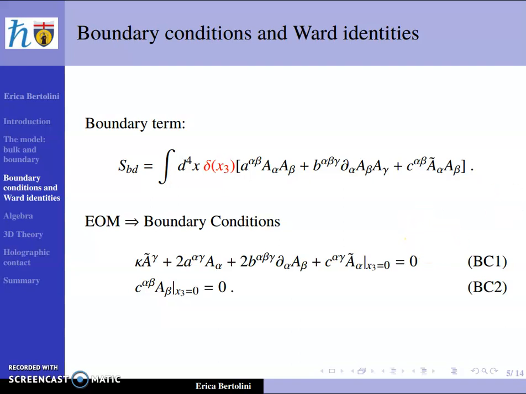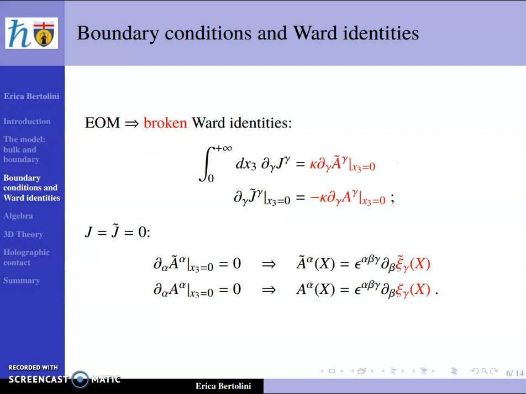From the equation of motion, we can also compute the Ward identities, which, due to the presence of the boundary, are broken by these right-hand side terms. The first interesting result is given by going on shell, so at vanishing external sources, for which we find two conserved currents. Thanks to these two equations, we can define two vector fields living only on the boundary, which are given by the most general solution to these two equations.